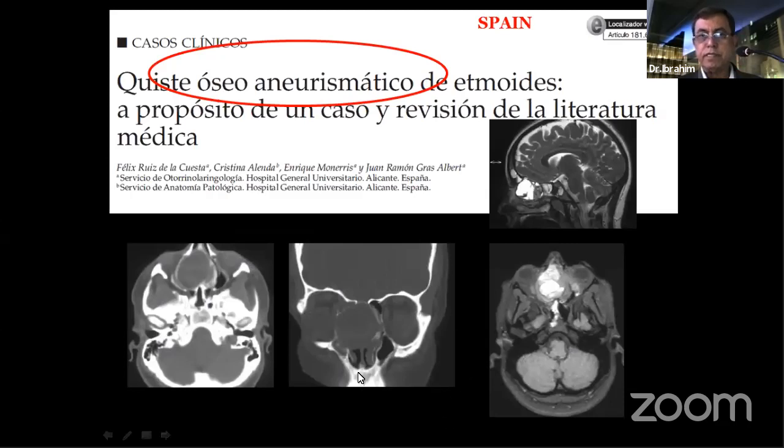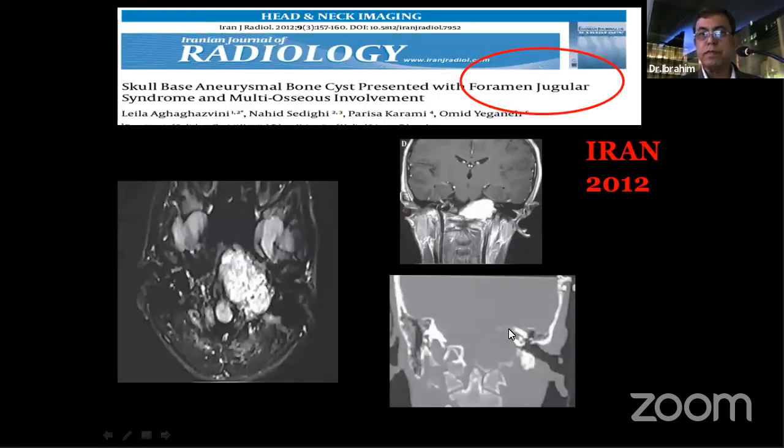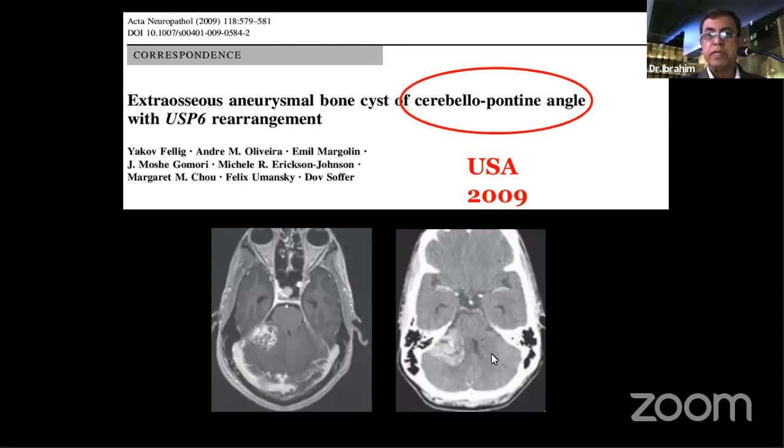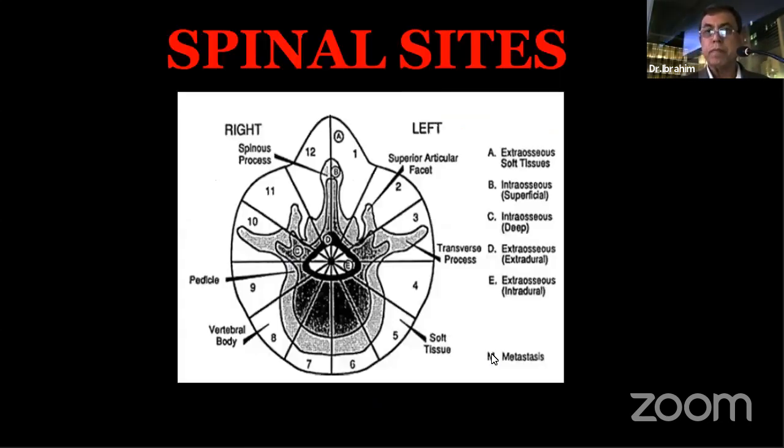And again, as I said, this is a paper about the ethmoid ones. And another one affecting the jugular foramen. And in these cases, most people would go thinking of glomus jugulare. Cerebellopontine angle, one of the differential diagnoses, though rare. The commonest lesions in the cerebellopontine angle are vestibular schwannoma, meningioma, and epidermoid.